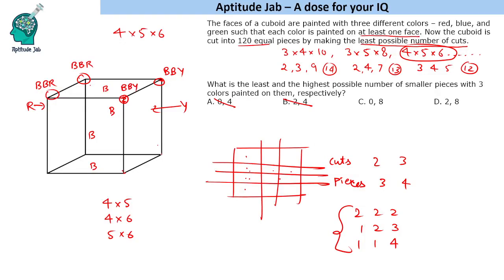Similarly, these two will be blue, blue, yellow, and these two will be blue, blue, red. So none of the pieces will have all three colors painted on them. So in this case, we get 0 pieces. So minimum 0, maximum 8.